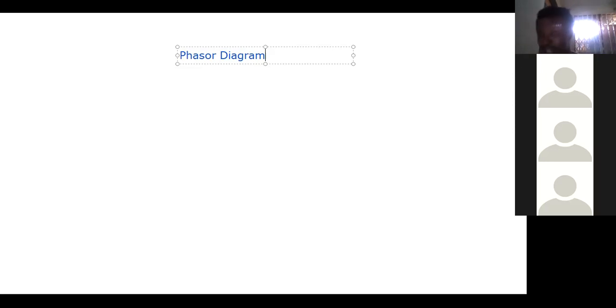Basically, that is the same thing here. But this one is a vector diagram. This vector diagram is normally used to analyze the magnitudes, the size of the current and the size of the voltages in an alternating current, and their phases. I hope you are getting it.